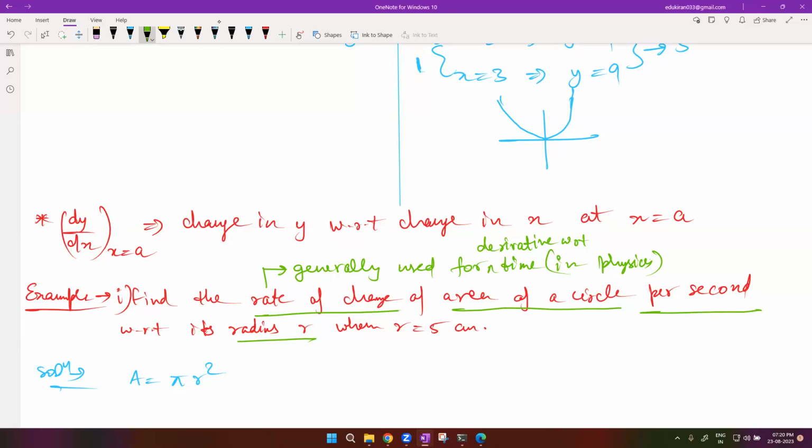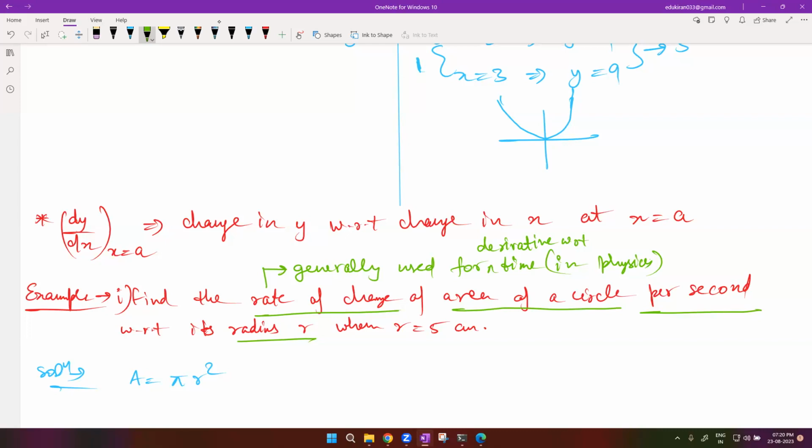So per second means that the denominator should be in seconds. You can check it with the help of dimensions also. Second is the unit of time, right? So we will have to differentiate this with respect to time. Now let's differentiate this with respect to time.